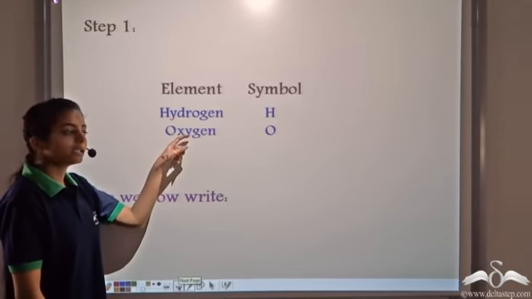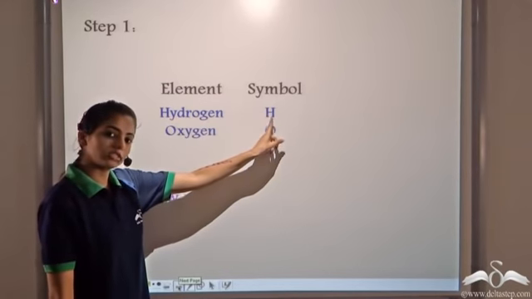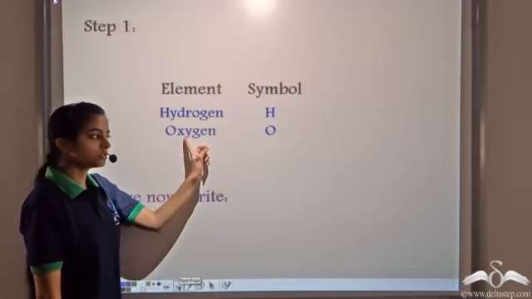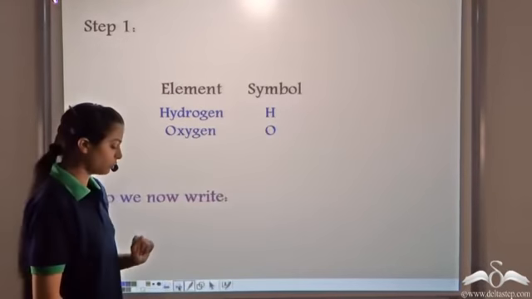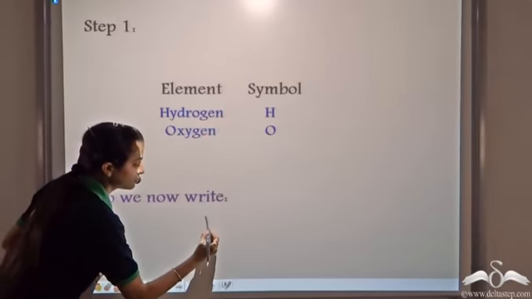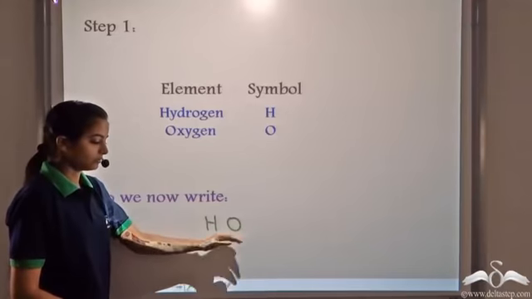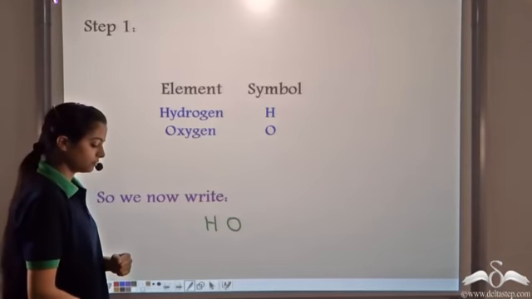So start by writing the element names. So we have hydrogen. The symbol for hydrogen is capital H. We write oxygen. The symbol for oxygen is capital O. Now write these 2 symbols next to one another with some little space in between.